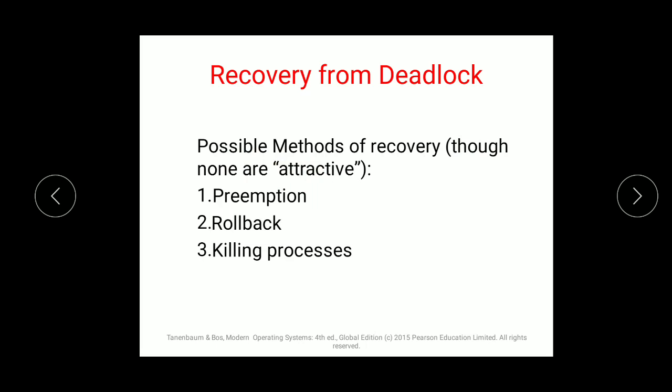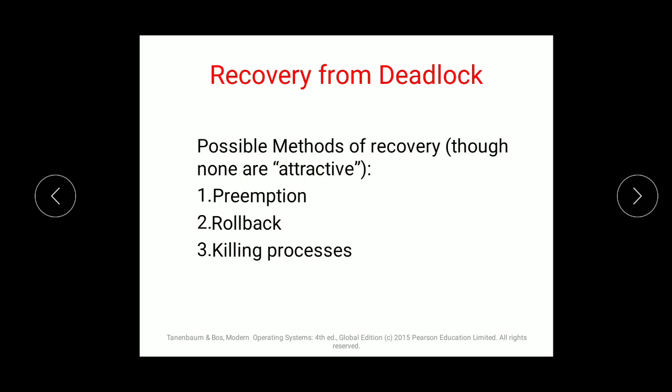Exam questions come like this. Please explain recovery from deadlock, the detection algorithm, the conditions for deadlock to occur, what is the circular wait condition, define the hold and wait condition. So these types of questions occur, so do not get confused. Recovery from deadlock has three methods: preemption, rollback and killing processes.